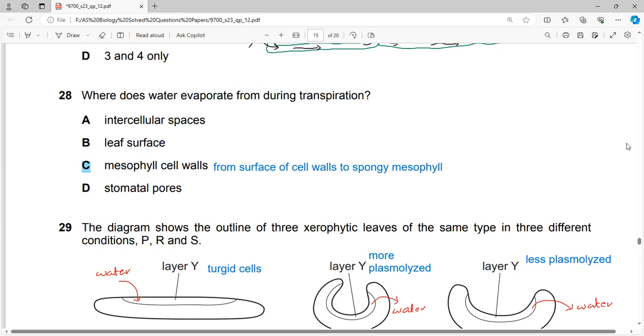So in that way, according to the terminology of evaporation, the correct option will be what? The mesophyll cell wall of the cell.